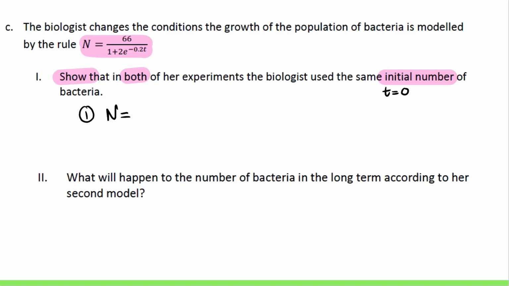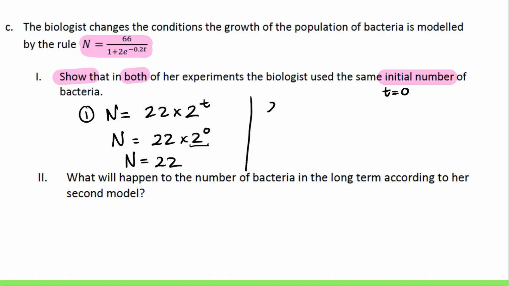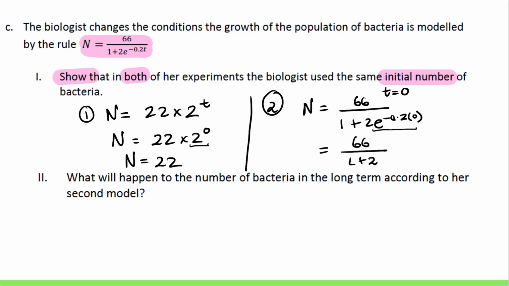Now, our first equation was capital N is 22 times 2 to the power of t. So let's see what that N value is when t is equal to 0. So 2 to the power of 0 is just 1. I get N is equal to 22. So let's hope that that's what we get for our second equation as well. So same idea, I'm just going to go ahead and substitute in t is equal to 0. Now that will now be 1. So we'll end up with 66 on 1 plus 2. 66.